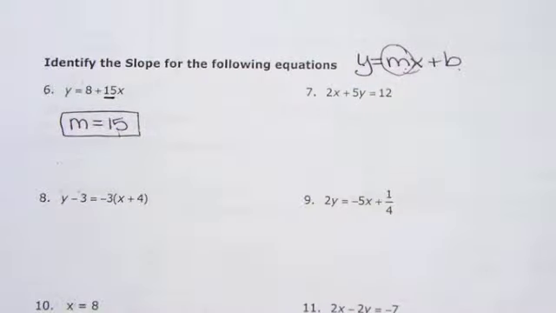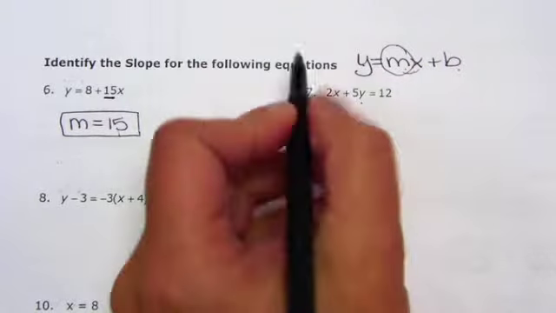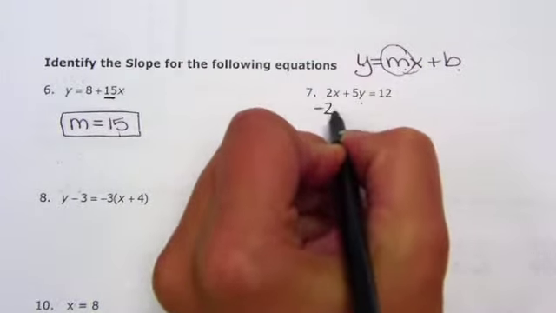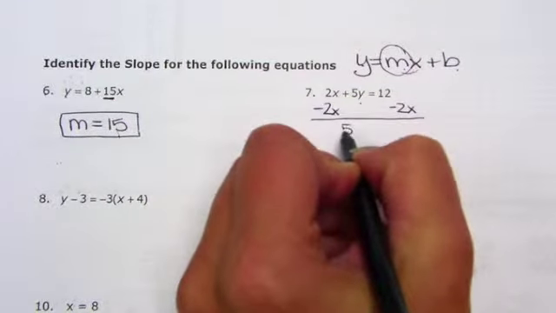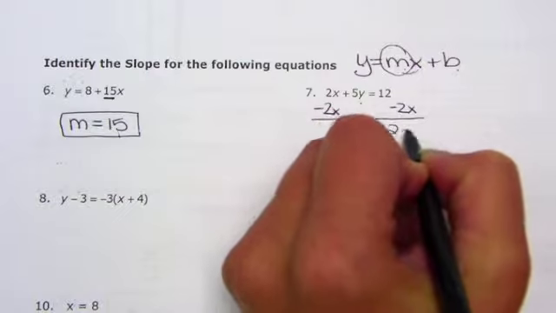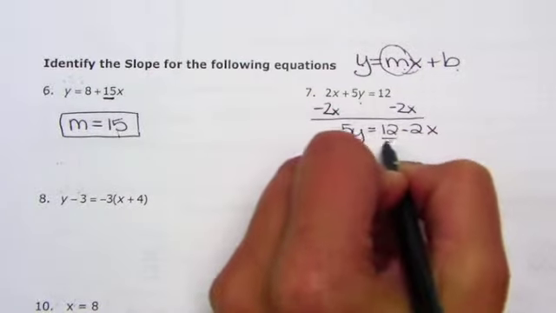In problem number 7, y is not by itself. So our first step is to get y by itself. I'm going to do that by subtracting 2x from both sides. And finally dividing every term by 5.